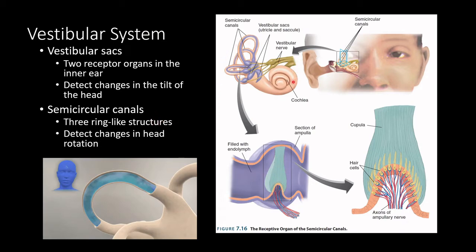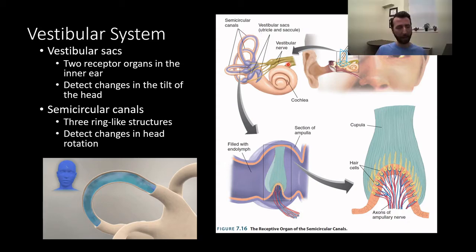You can see here that if we take a look at the cochlea, right near that in the inner ear, we have these semicircular canals, which are what they sound like. They are semicircular shaped canals that are filled with endolymph. We also have the vestibular sacs, which you can see right here, the utricle and the saccule. These all work with a similar mechanism.